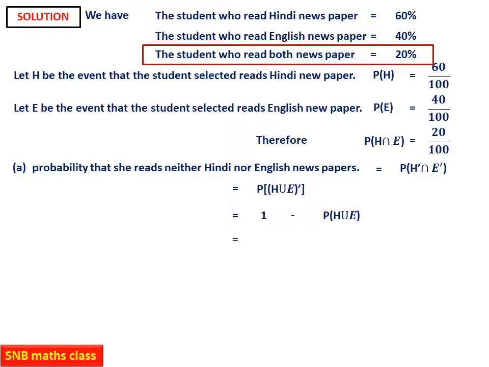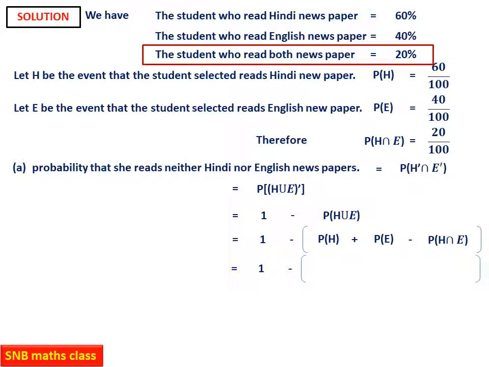Now substitute 1 minus, now you have to put a bracket. What is probability H union E? That is same as probability H plus probability E minus probability H intersection E. Now look here, all the three pieces of information are ready. Therefore substitute. So 1 minus.